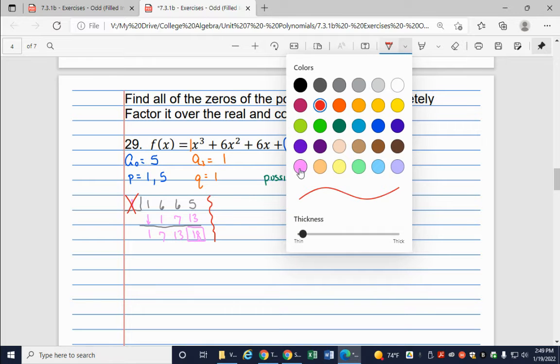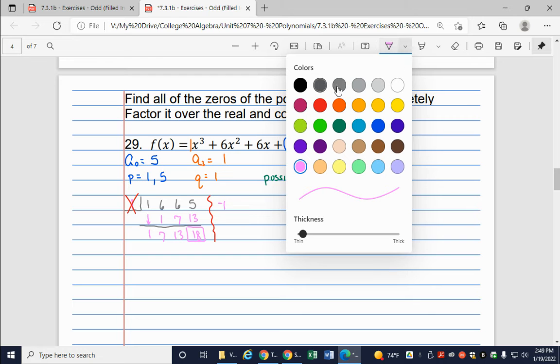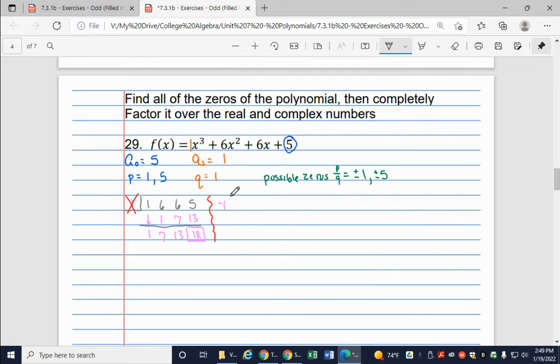So then we can try negative 1. I'm going to do the exact same process. I'm going to try to divide the equation by negative 1. So I have a 1, a 6, a 6, and a 5.